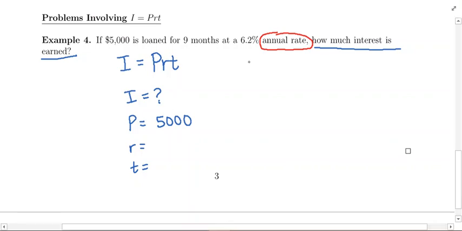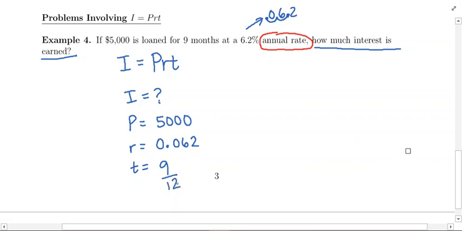So we have 6.2%. We need to change that into a decimal. Drop the percent sign, take your decimal point, and move it 2 places to the left. So our interest rate is 0.062. And then time is 9 months. Don't put T equals 9, because that would mean 9 years. You need to take the 9 and divide it by 12.